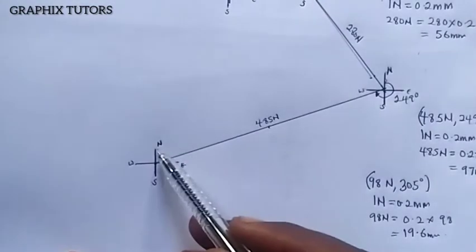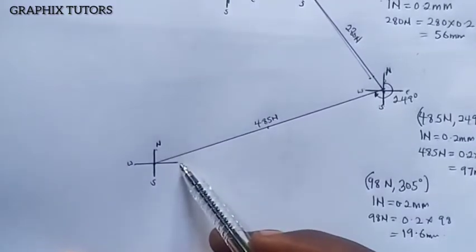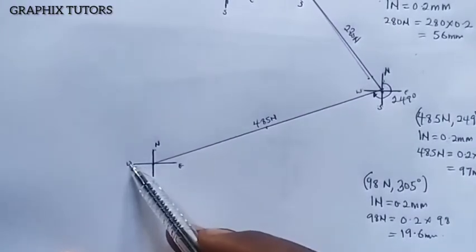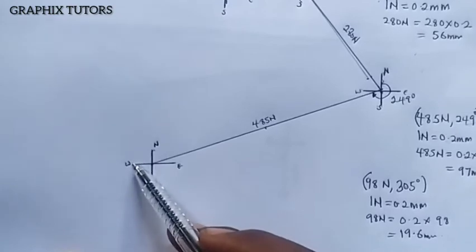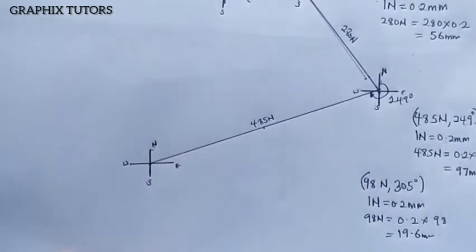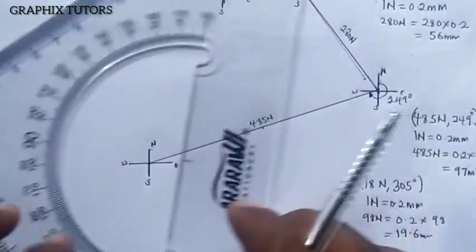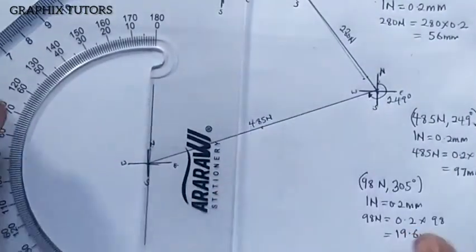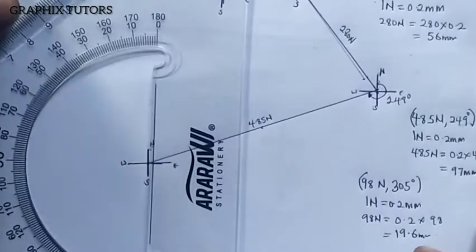So at this point here, before I move, I must go 305 degrees. So from here, this is 0, this is 90, 180, 270. So 305 is between north and west here. So I'll take my French curve, my protractor, and I'm going to measure now.